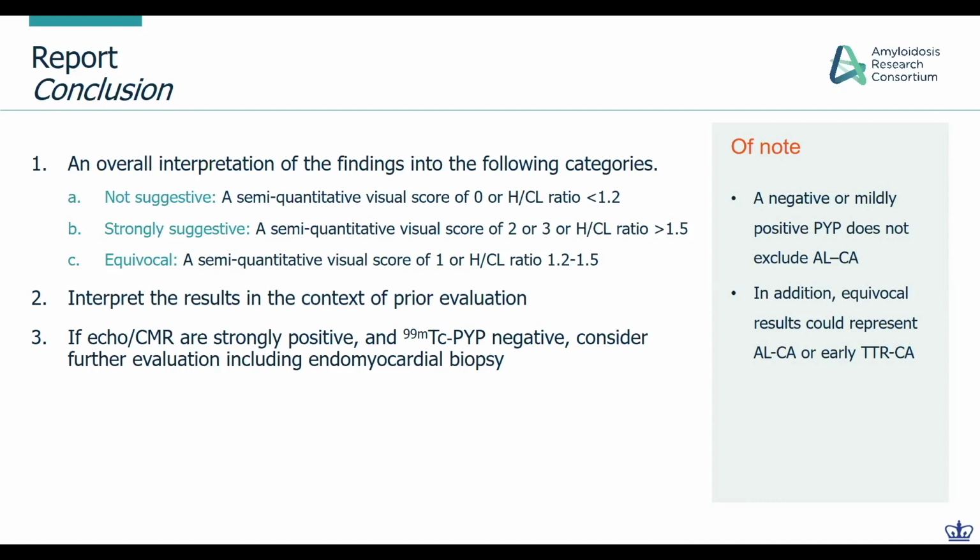But patients who have a visual score of 1 or 2 with blood pool, or whose heart to contralateral ratio is between 1.2 and 1.5, are equivocal studies. In those studies, it's important to write that these could represent AL or early TTR cardiac amyloidosis. So interpret the results in context of prior evaluation. But again, if you have echo and MR which are strongly positive and your PYP imaging is negative, consider certain mutations in which you can have a negative PYP, and also in early disease, you can have negative PYP imaging.